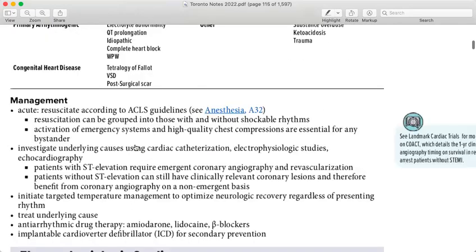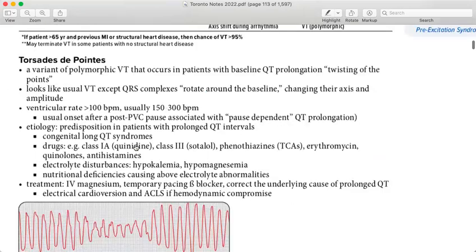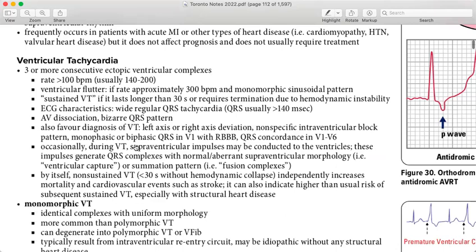So MI is important as well. Please do MI as well. MI, ECG wise, is important, as well as its treatment.